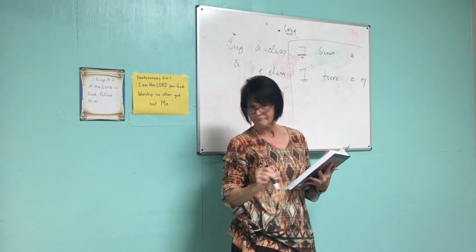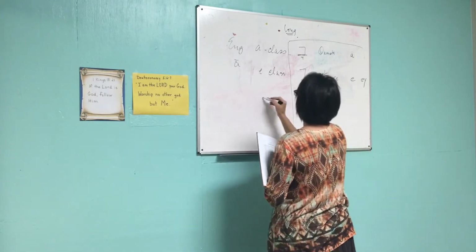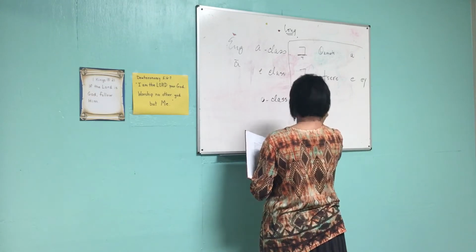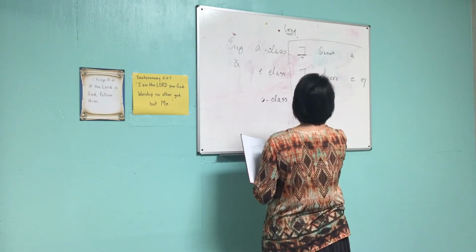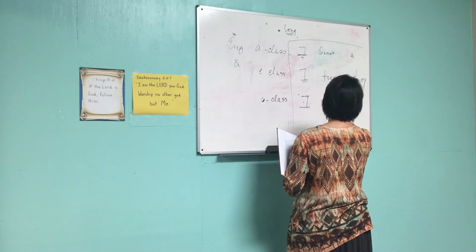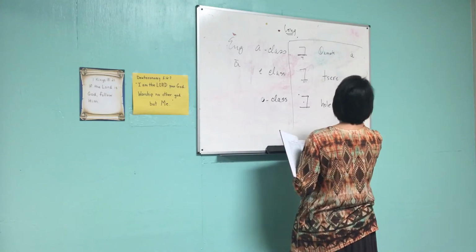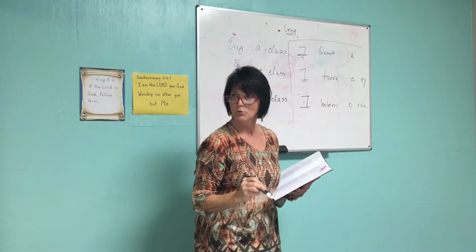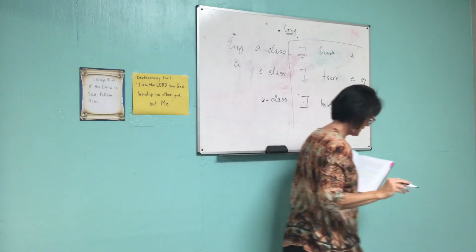Okay? The next is the O class. Let's see which one they're doing here. Okay. I'm going to put it up here, and this is called the Holam. And this is O as in roll. O as in roll.